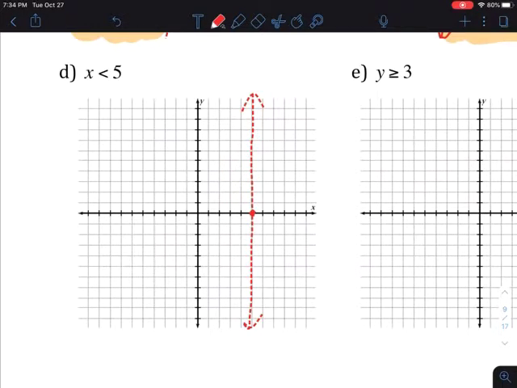Now, normally we say, is this shading above or below? But there is no above or below with a vertical line. So this is the only time that you are allowed to look at left versus right shading. Only time, left versus right, is when you have a vertical line. So this would be less than, so it's kind of like the number line rule. Less than is to the left.